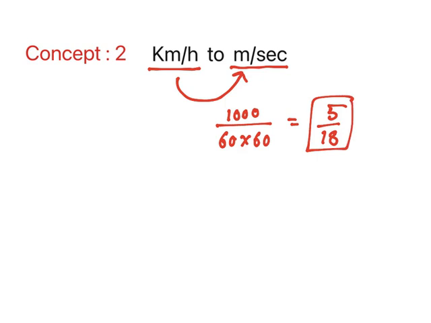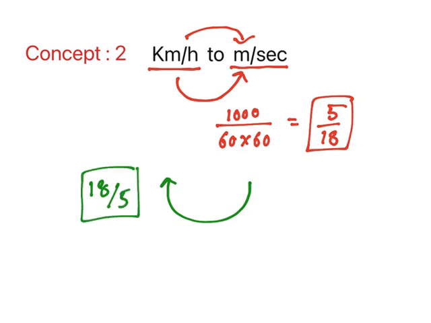So understand this: anytime you are supposed to convert kilometers per hour to meters per second, multiply by 5 by 18. And the opposite, when meters per second is given and you need to convert it to kilometers per hour, it becomes the inverse, 18 by 5. Just understand these things to easily convert from kilometers per hour to meters per second.